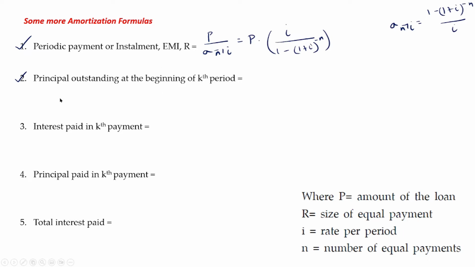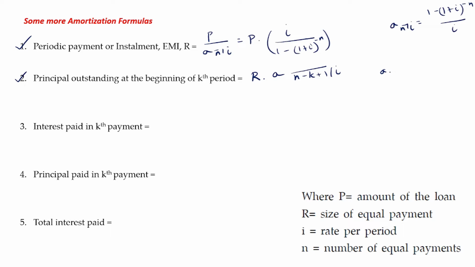And then the next formula is finding the principal outstanding at the beginning of kth period. The principal outstanding at the beginning of kth period is given by EMI R into A angle N minus K plus 1 at I rate per period. Here for finding the principal outstanding at the beginning of the kth period, we have to use this formula.